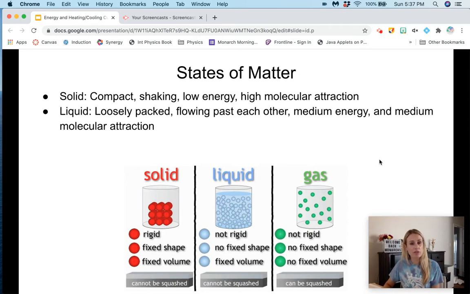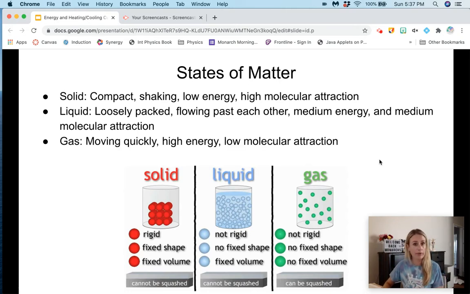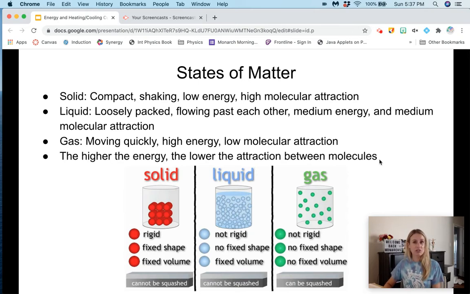In the liquid state, those particles are more loosely packed. They're flowing past one another. They have a little bit higher energy than the solid state, and they have a medium molecular attraction. So you can see that energy's going up, attraction's going down. And then in the gas state, those particles are moving very quickly. They have a very high kinetic energy, and they have a very low molecular attraction. So again, there's a pattern here which says that basically as the energy is increasing, the attraction between the molecules is decreasing.